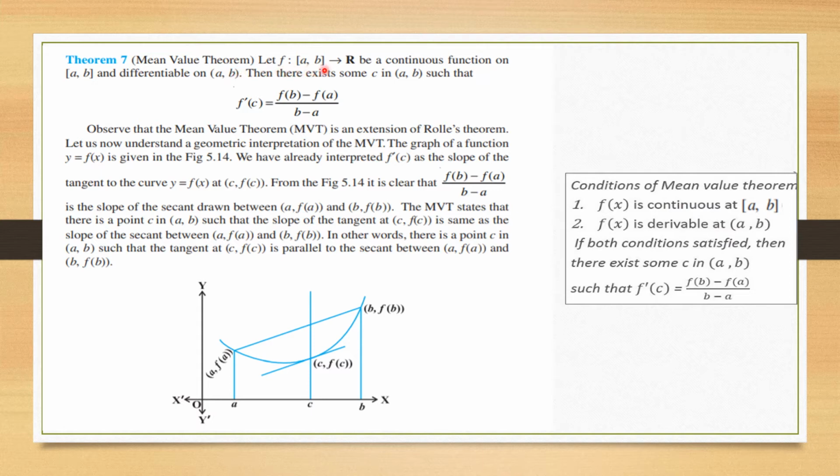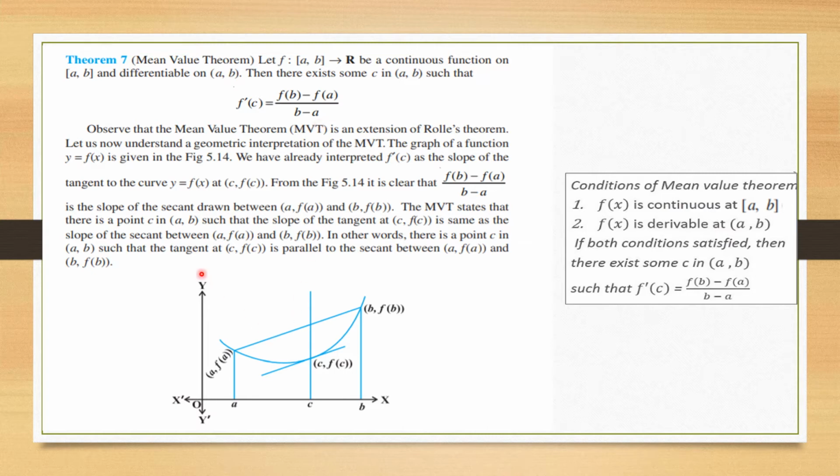Let a function f mapping from [a, b] to R be continuous in the closed interval [a, b], differentiable in the open interval (a, b). Both first and second conditions are the same. The difference lies only in the third condition. Here, the value of the function at a is not equal to the value of the function at b. In that case, there exists some c in between such that f'(c) is equal to f(b) minus f(a) upon b minus a.